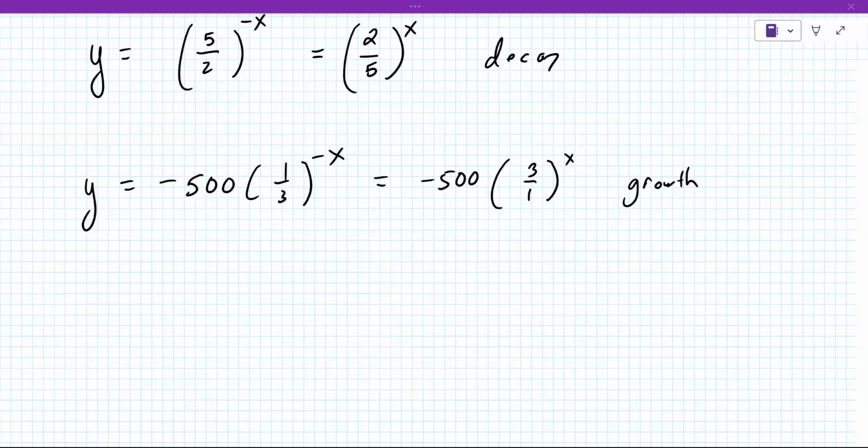Do you typically use a calculator in your class? We can, yeah. You can. Okay, that's good.